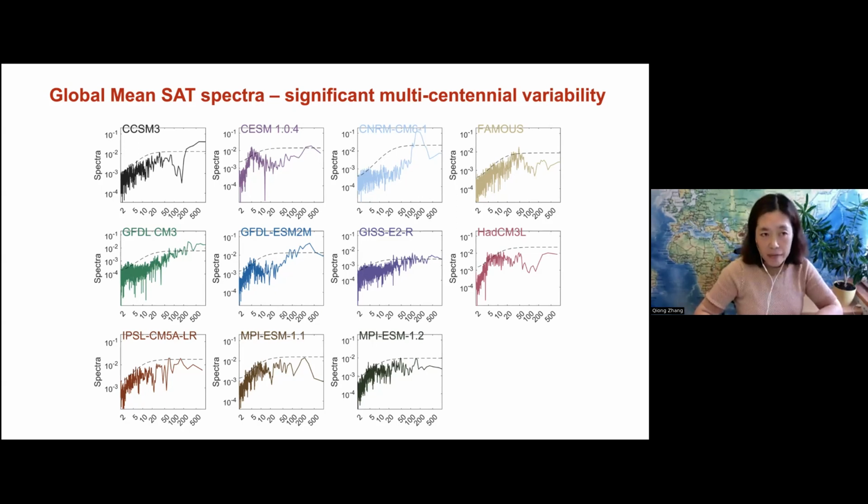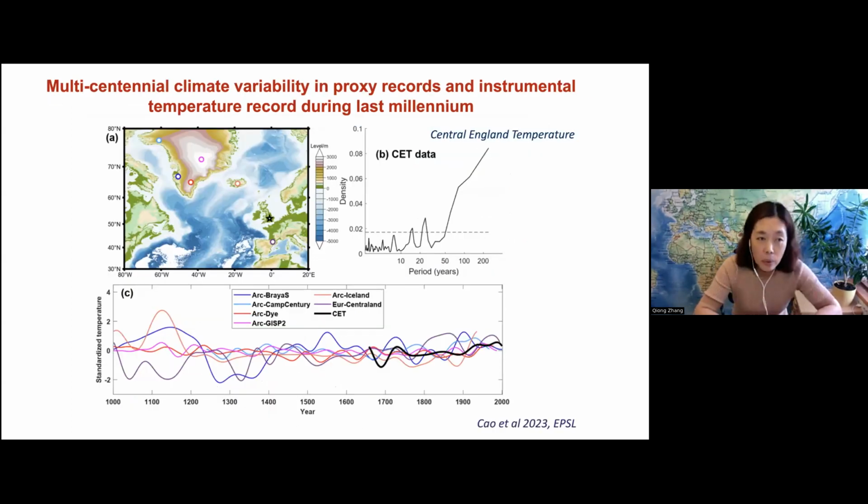So then we have this motivation. We try to understand, okay, if all the models show this, it's not only a problem in our model, then what about the data? So we want to look at the observational data.